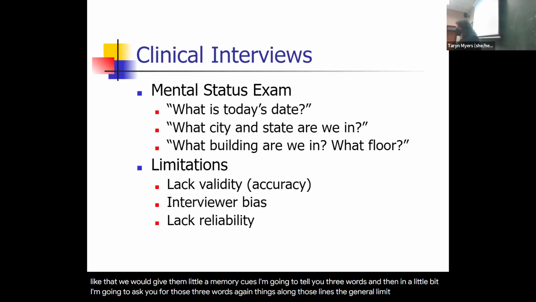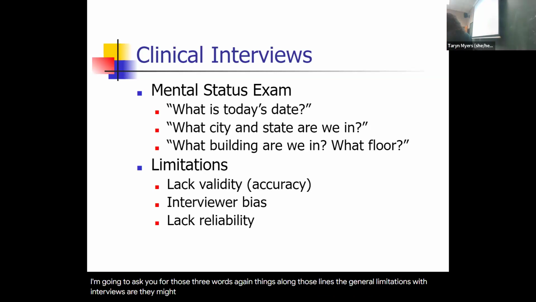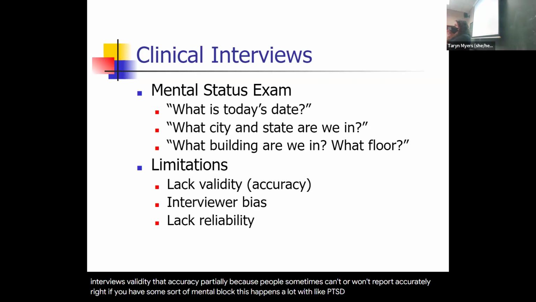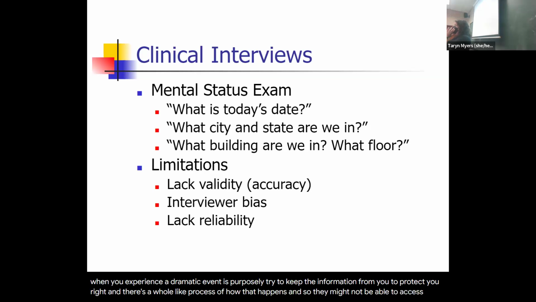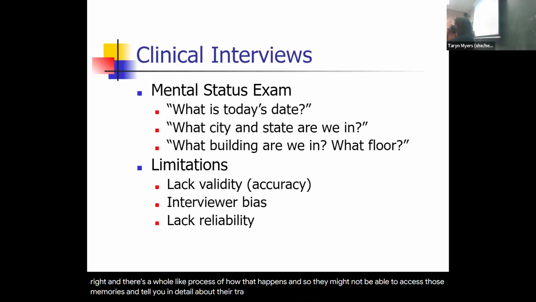The general limitations with interviews are they might lack validity, that accuracy, partially because people sometimes can't or won't report accurately, right? If you have some sort of mental block, this happens a lot with PTSD. Part of what your brain does when you experience a traumatic event is purposely try to keep the information from you to protect you, right? And there's a whole process of how that happens. And so they might not be able to access those memories and tell you in detail about their traumatic event. And it's not that they're not trying, right? It's just their brain isn't letting them.